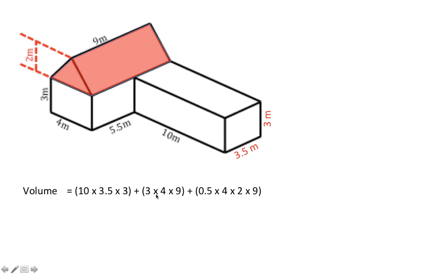So we've got 3 separate brackets, each working out the volume of a little section of the house. When you work those out, they come to 105 plus 108 plus 36. So that makes the whole volume 249 meters cubed. That's in cubic units because it's a volume in 3 dimensions.